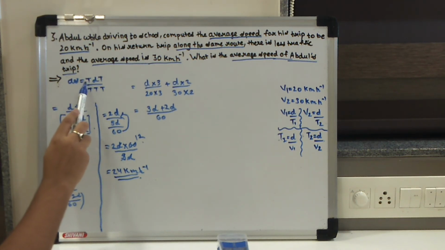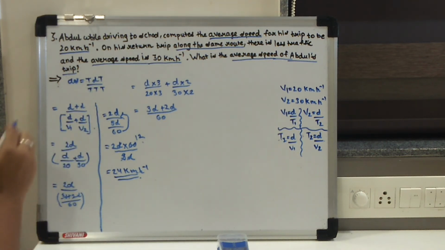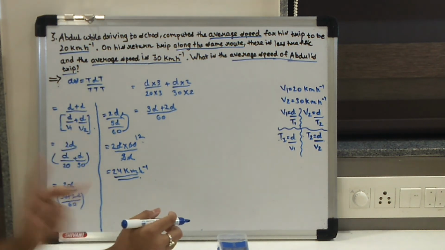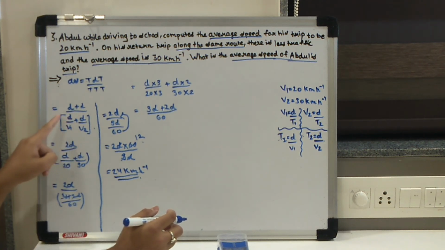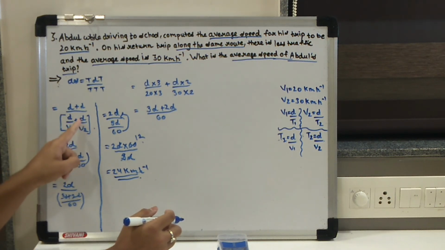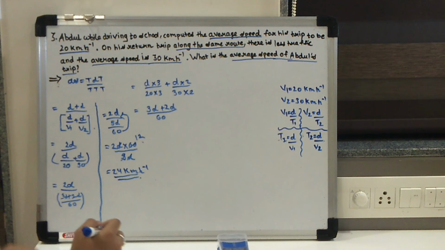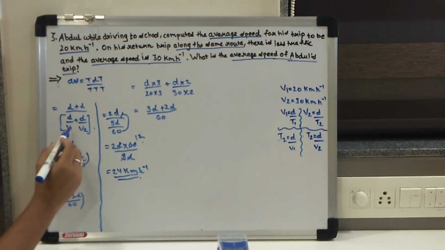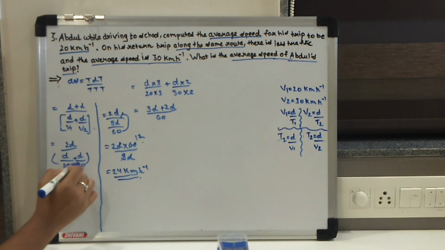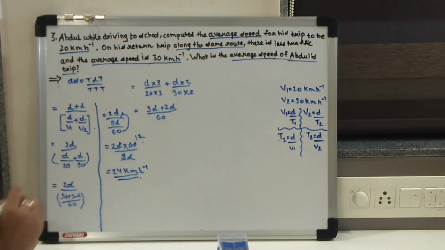So average speed is equal to total distance travelled upon total time taken. So d plus d, because there are two velocities, so obviously two distances, upon time t1, d upon v1, plus time t2, which is d upon v2. Remember that time will always be added, never subtracted. So d plus d, which is 2d, upon d upon 20, because v1 is 20 km per hour, and d upon 30, because v2 is 30 km per hour.